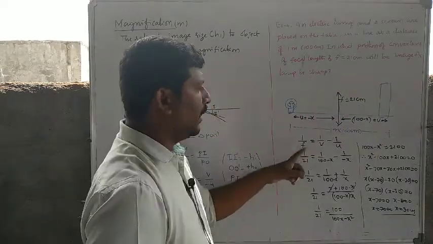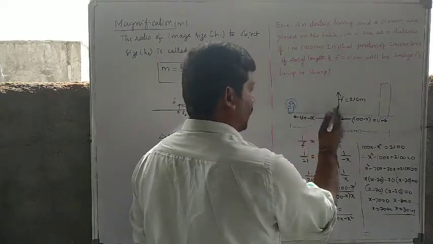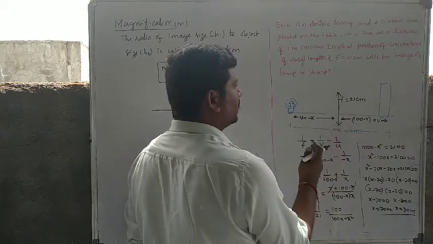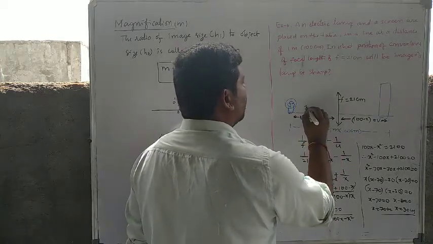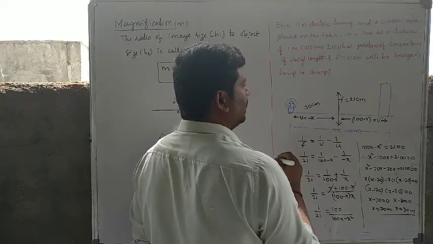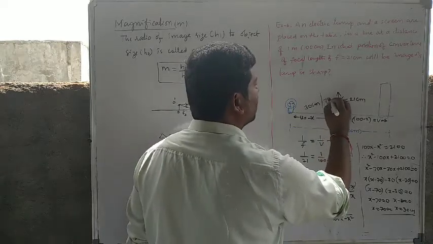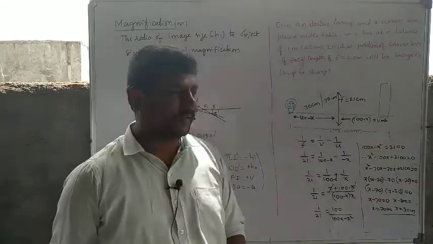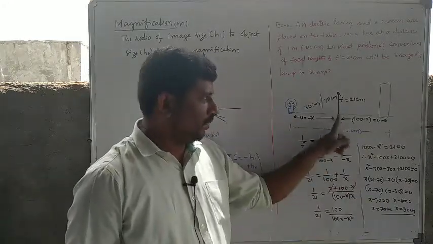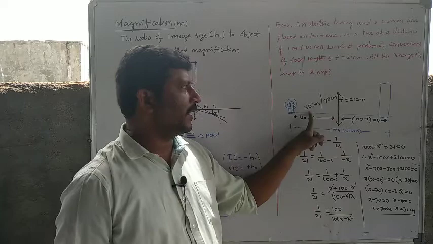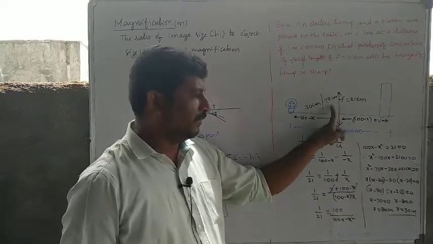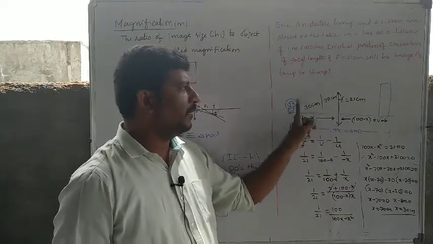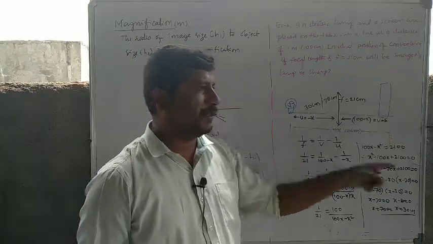That means we have to place the convex lens from the bulb at 30 centimeters distance or at 70 centimeters distance in order to get a sharp image on the screen. So we have to place the convex lens at 30 centimeters or 70 centimeters from the bulb in order to obtain a sharp image on the screen.